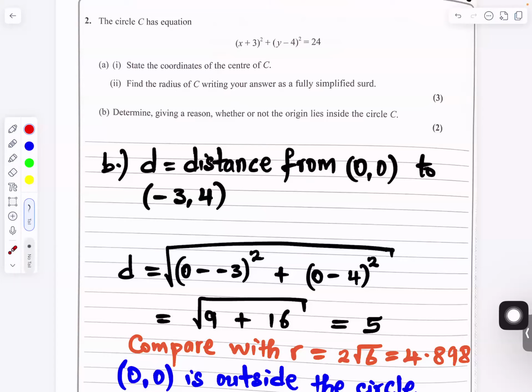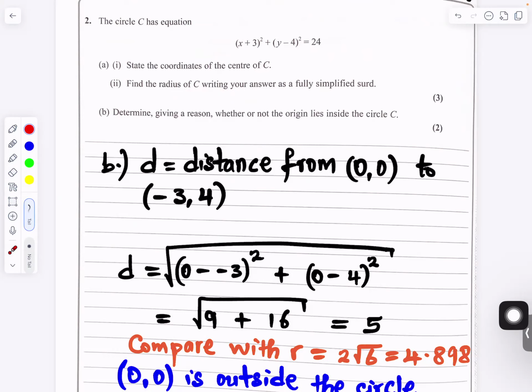Question number 2. The circle C has equation (x plus 3) all squared plus (y minus 4) all squared equals 24. State the coordinates of the center C. Find the radius of C, writing your answer as a fully simplified surd.